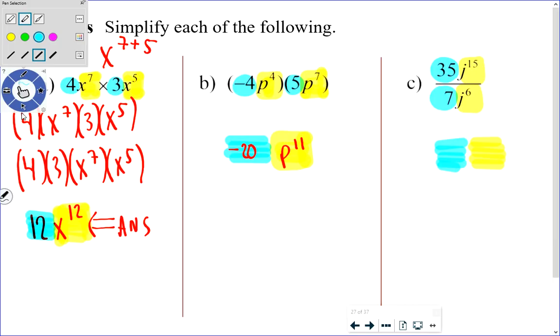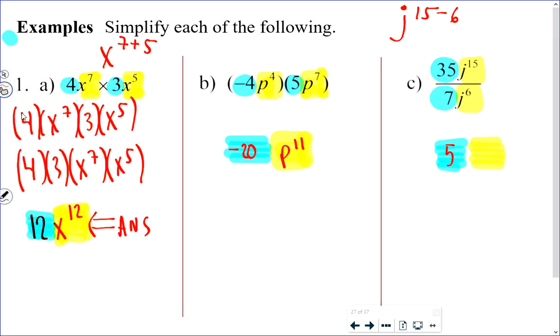35 divided by 7 is 5, and then j to the 15 over j to the 6 means we're going to have j to the 15 minus 6 because of the quotient law. 15 minus 6 is 9, so we get j to the 9. So the answer to C is 5j to the 9.